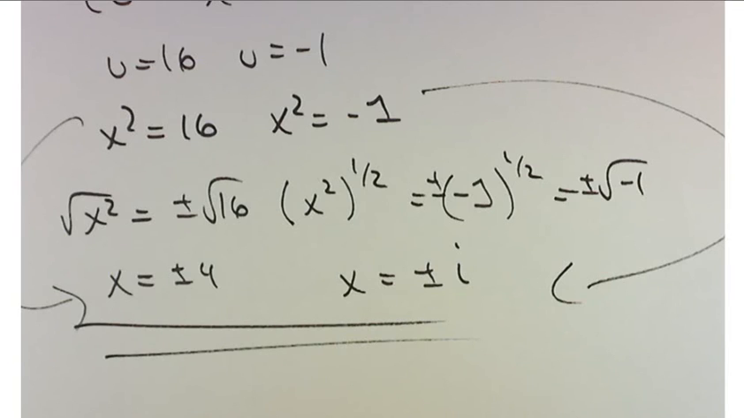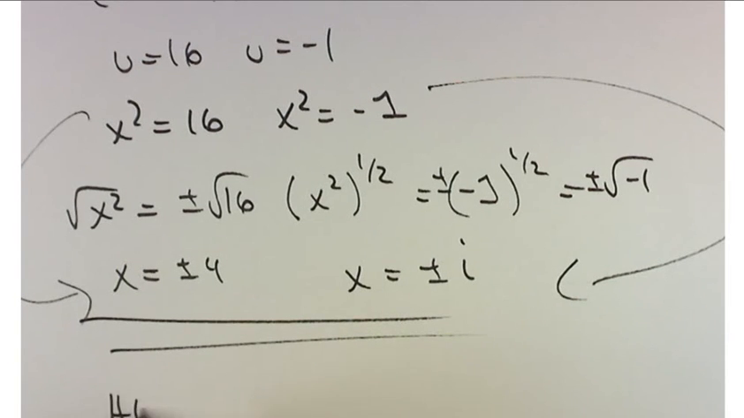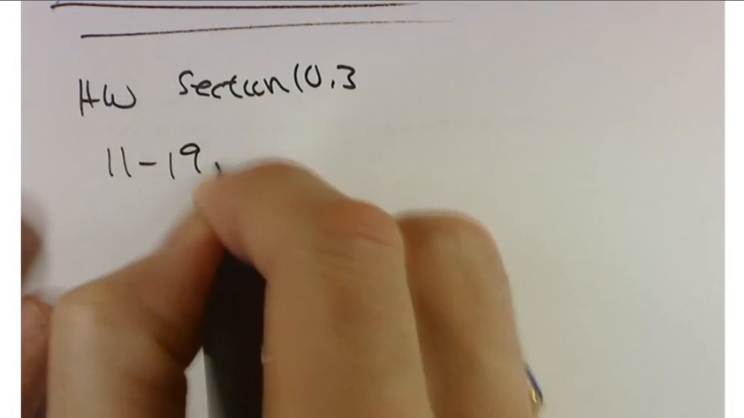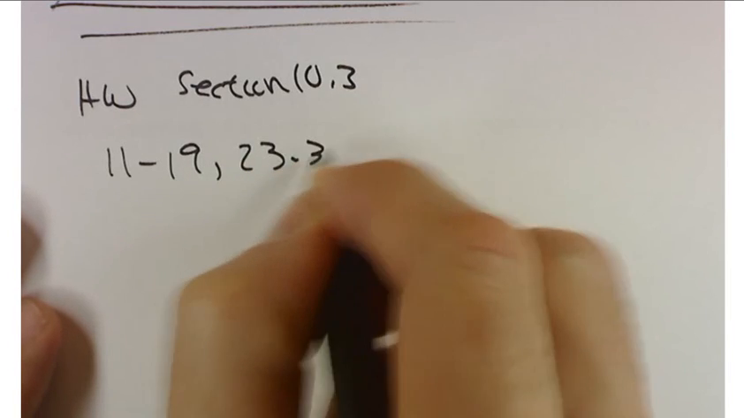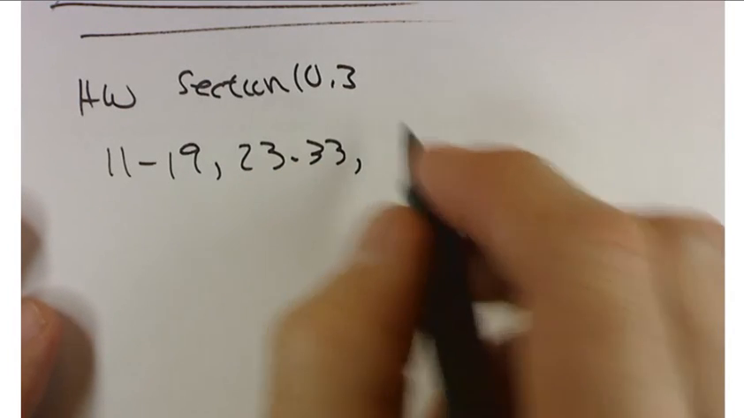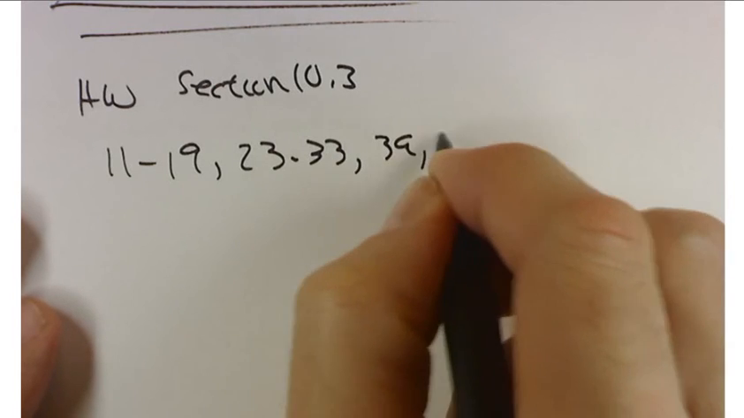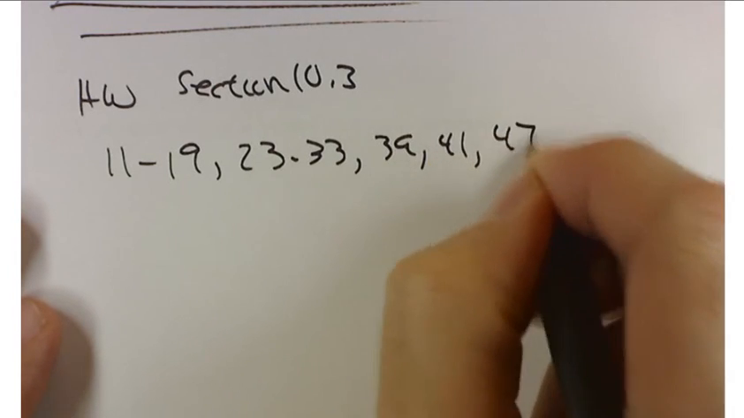For homework, let's see. Here we go. This is section 10.3. 11 through 19, 23 through 33, and let's see, 39, 41, 47 through 51.